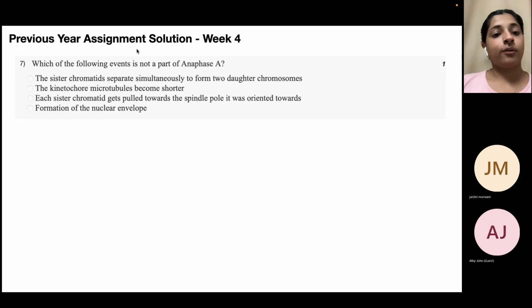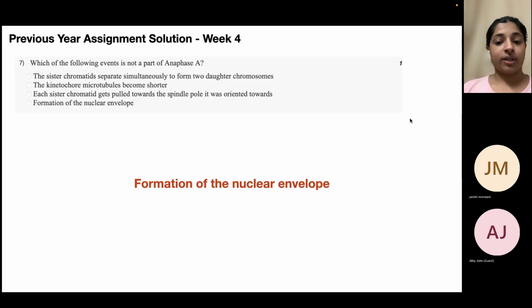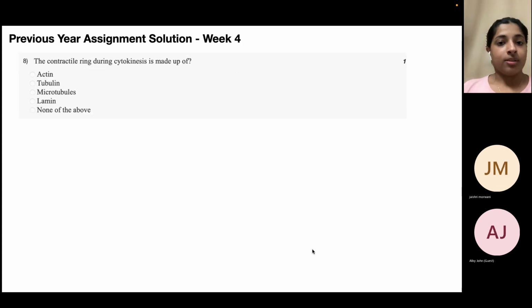The next question was, which of the following events is not a part of anaphase? So again, if you look at the options and understand anaphase, then it is fairly simple that in anaphase, as the daughter chromosomes are pulled towards the end, the formation of nuclear envelope, however, does not happen during anaphase. It happens much later after completely segregating the chromosomes. So if the question is what is not a part of anaphase, then it is the formation of nuclear envelope.